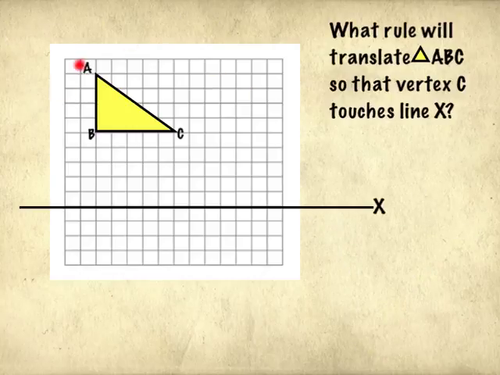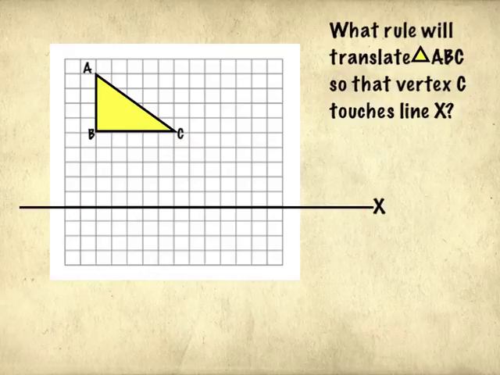Alright, so here I have triangle ABC, and I want to know what rule will translate triangle ABC so that vertex C touches line X. Here's line X, obviously. And remember, vertex means corner. So all this is saying, it sounds kind of fancy, but really it's just saying, what do I have to do to this triangle to make the corner labeled C touch this line labeled X?